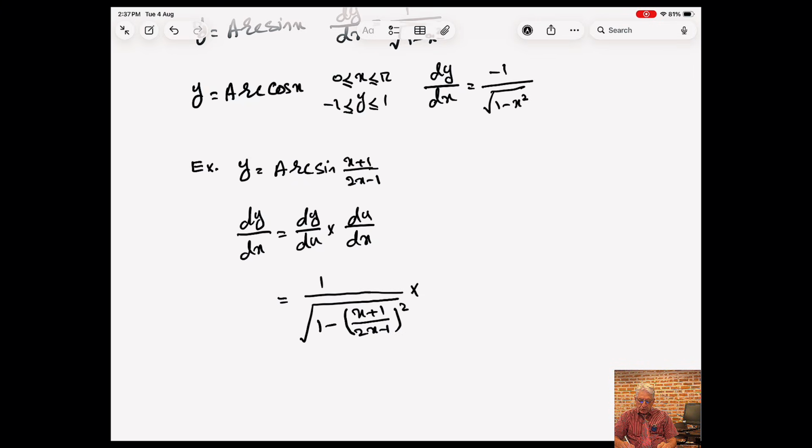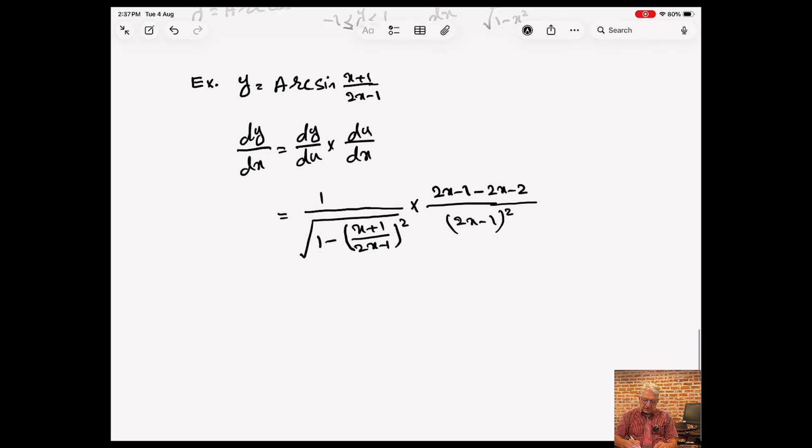Now I have to take du by dx. Du by dx is the derivative of the numerator, which is 1, times 2x minus 1, minus 2x minus 2, divided by 2x minus 1 square. Then this 2x cancels, and you can simplify this in the denominator also if you want.